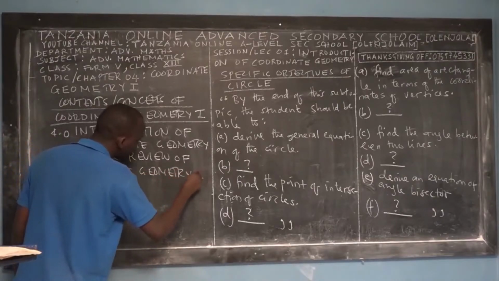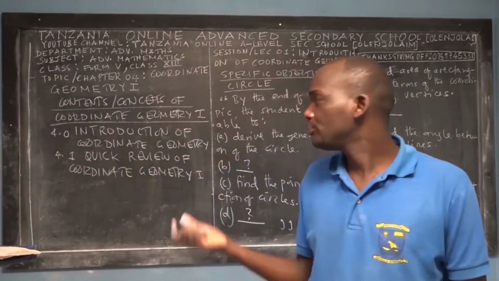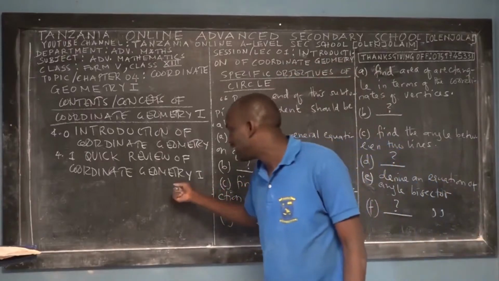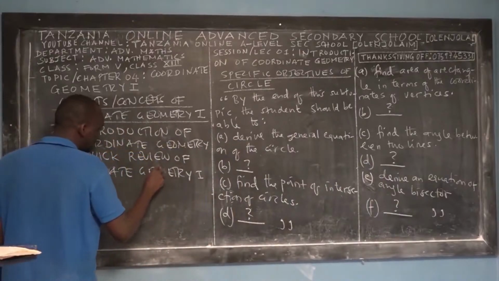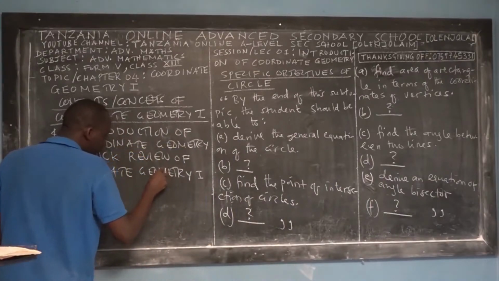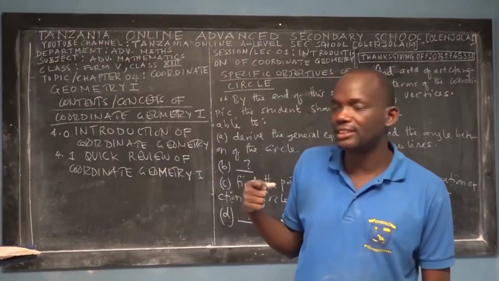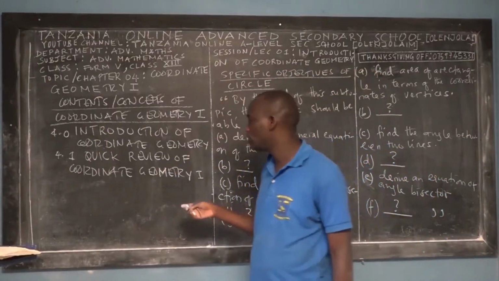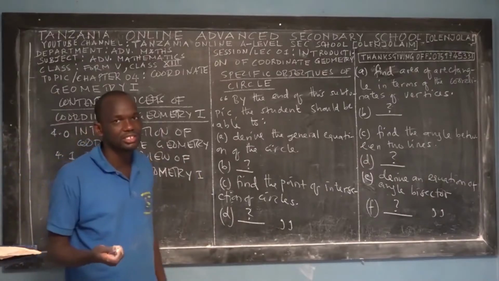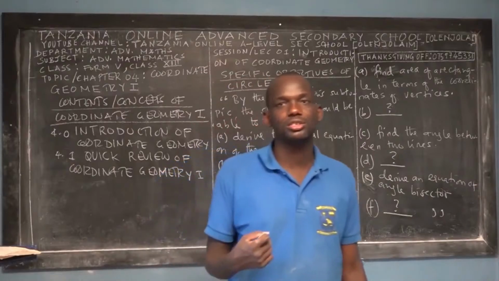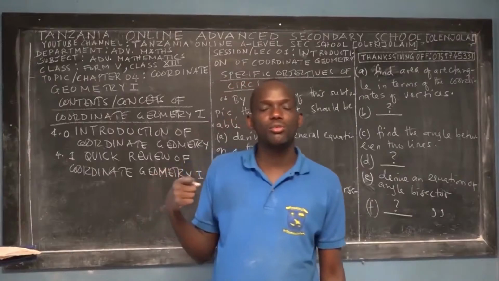When I say quick review, with the syllabus of the United Republic of Tanzania, we began to learn the concepts of coordinate geometry in Form 1. That's the 11th chapter, the last chapter of Form 1 education. And then in Form 4, the first topic of Form 4 basic mathematics is coordinate geometry. So you have fundamental concepts of coordinate geometry.